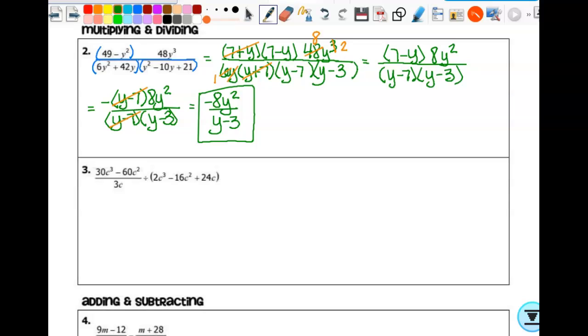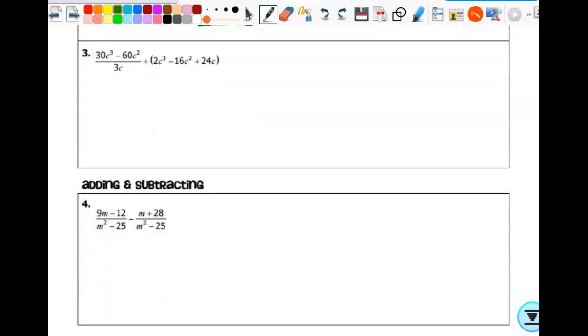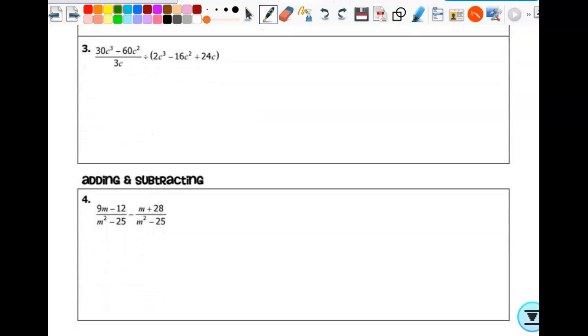Okie dokie. So let's look at number 3. We are dividing fractions here. What's our rule for dividing fractions? Keep it, change it, flip it. Do I need common denominators? No, not when you multiply and divide. So this first term, this is a fraction. Divided by this, that doesn't look like a fraction, but is it one? Yes. Just put it over 1.